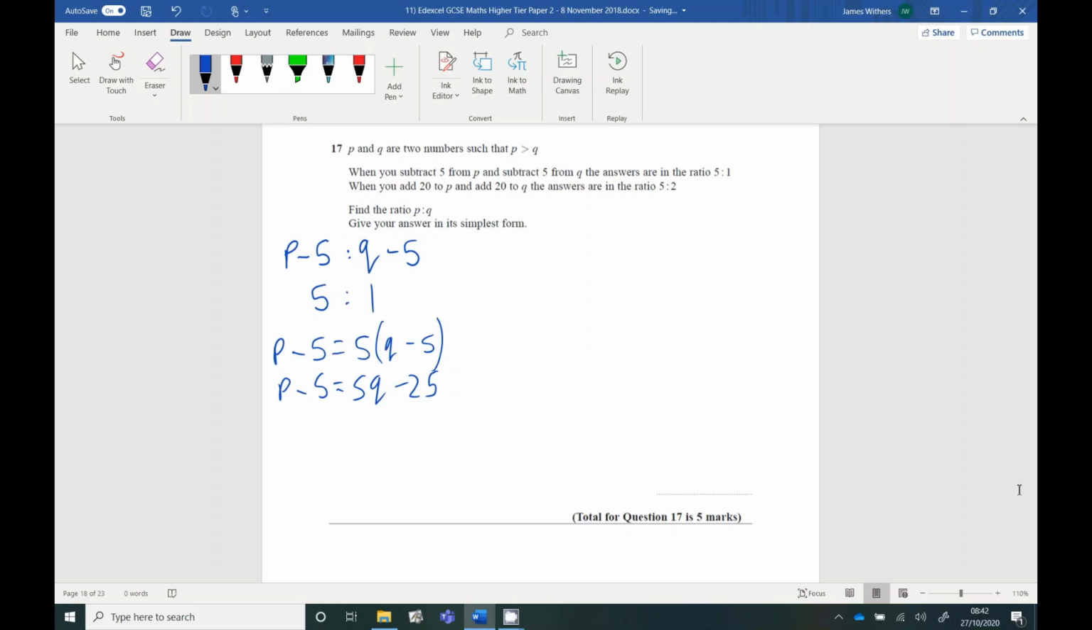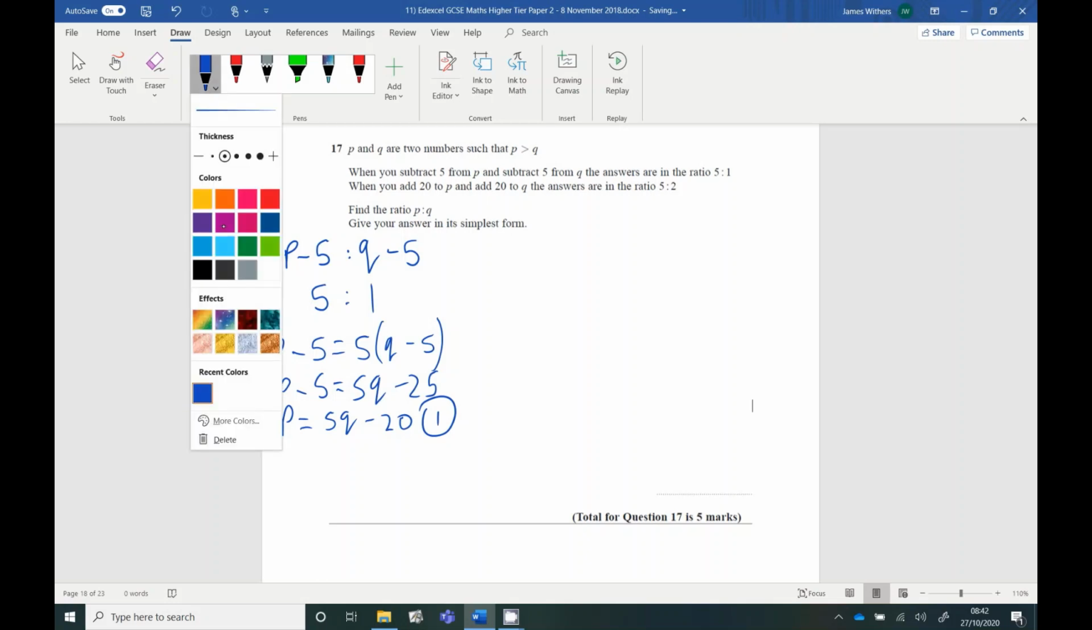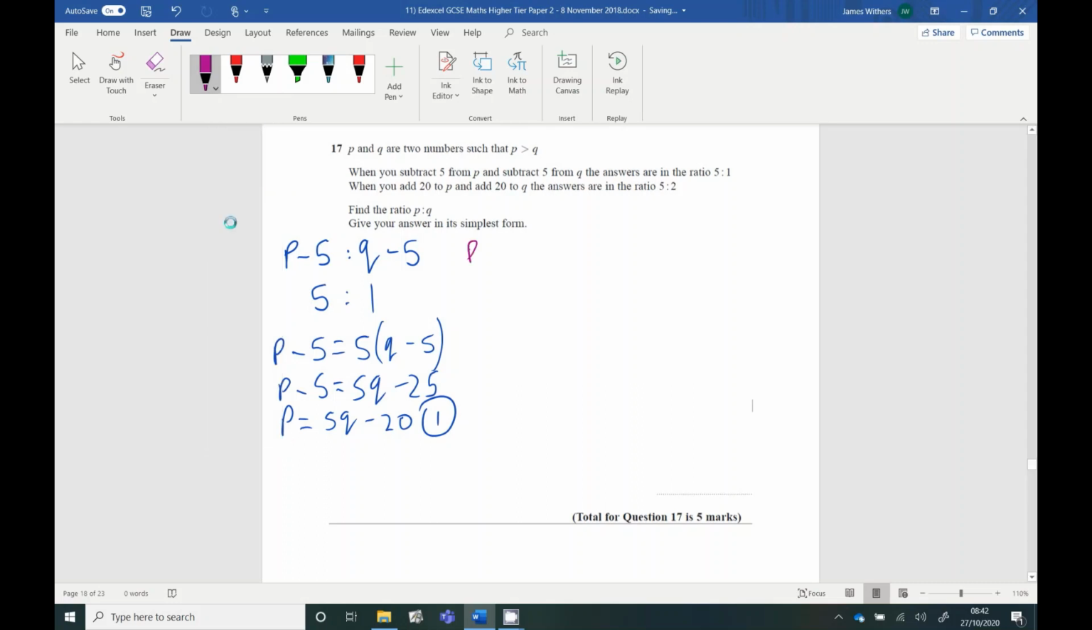Add 5 to both sides. We get our first equation. Okay, P equals 5Q minus 20. Now we're given a second fact. We're told that when you add 20 to P and add 20 to Q, the ratio is 5 to 2. So let's do a similar thing. So P plus 20 and Q plus 20, the ratio is 5 to 2.